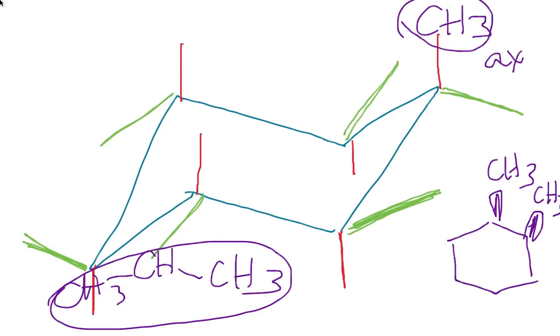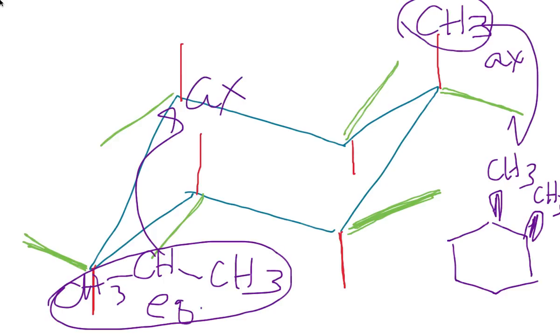If I flip this ring, what happens to those two groups? If I flip it, this large group, this isopropyl, or 1-methyl-ethyl, will become axial, and this one will become equatorial. So now I have a much larger group axial. That's worse. Okay? That's higher energy.